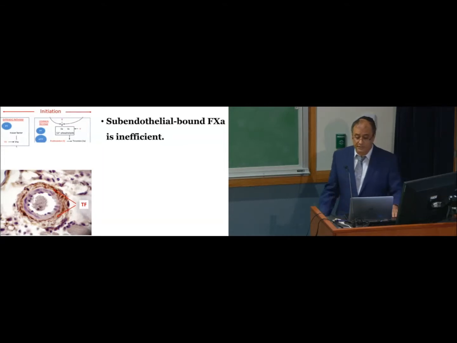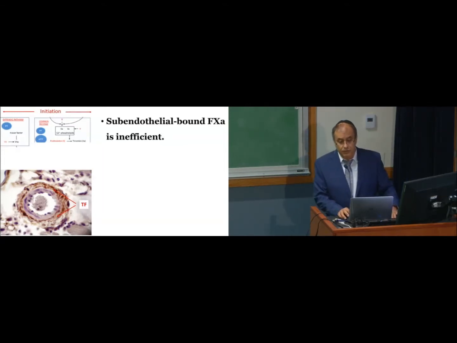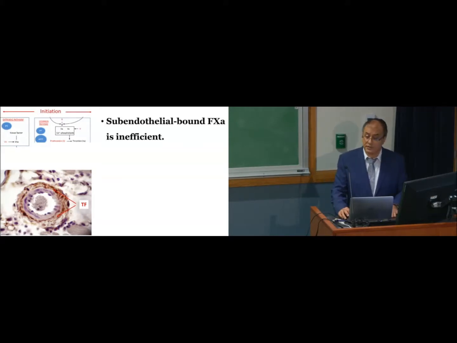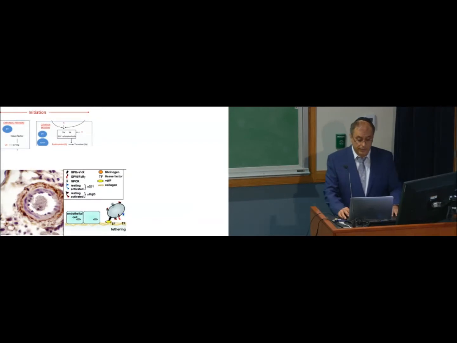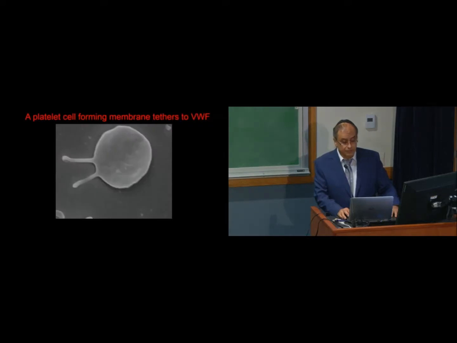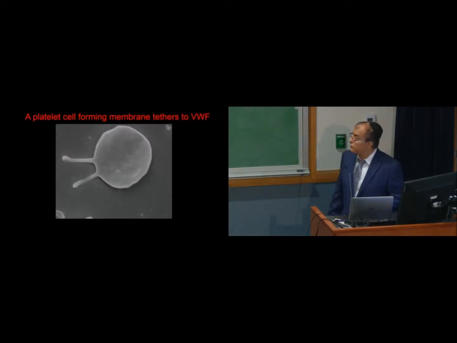However, subendothelial bound factor 10 is very inefficient, and only a minuscule amount of thrombin is generated, not enough to lead to fibrin or clotting. On the cellular side, von Willebrand factor attaches itself to the collagen on the exposed matrix. It then tethers platelets. We see here the formation of a membrane tether between the platelets and the von Willebrand factor on the carrying glass.